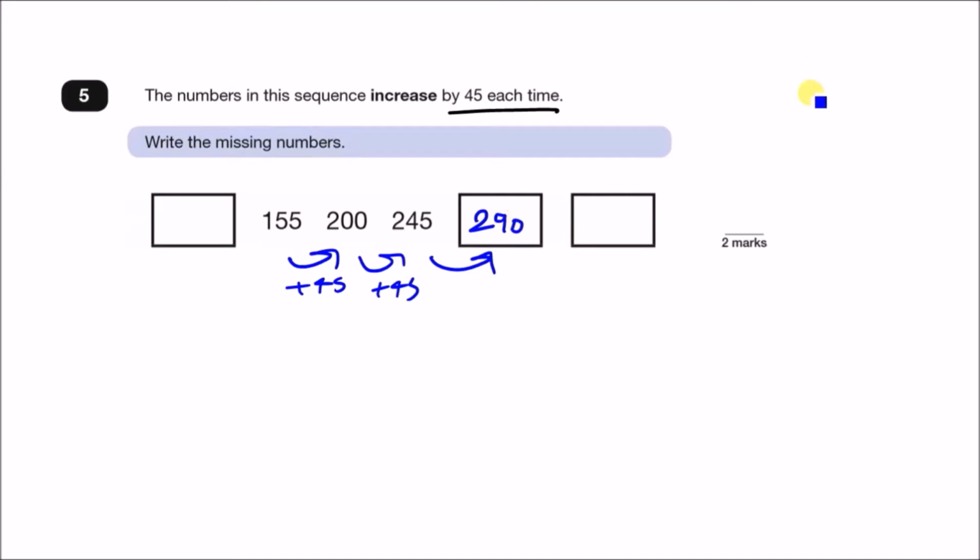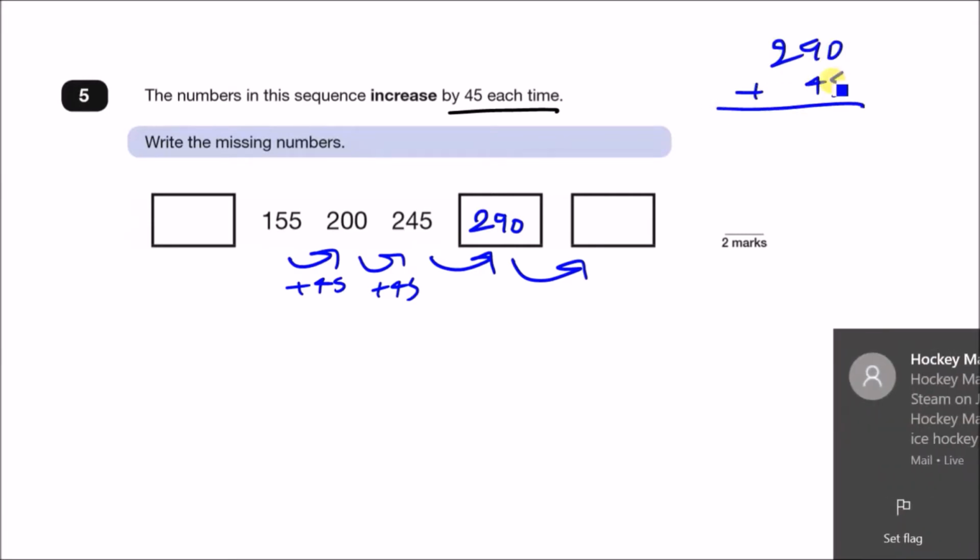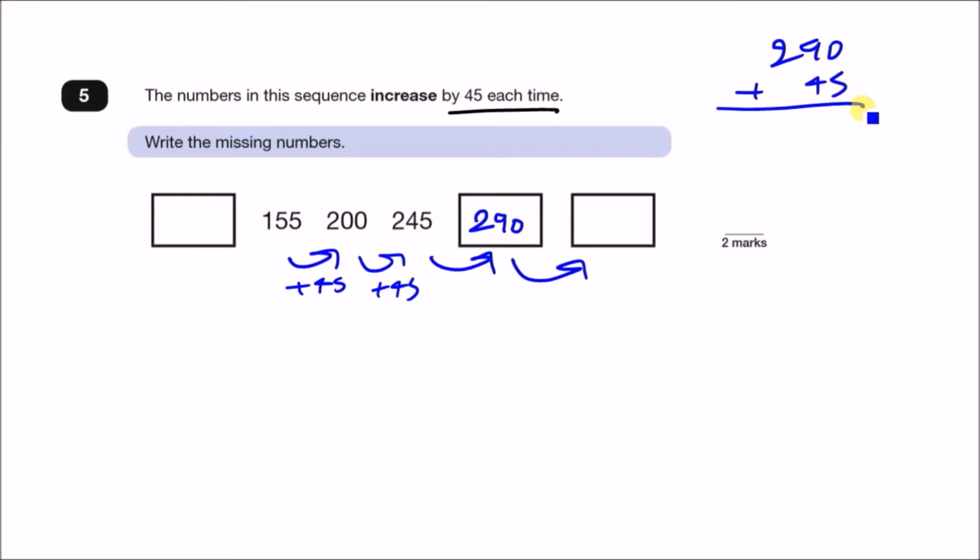And guys, you can use a column method if you're not sure how to work out the number. And again, you add another 45 here. So 290 plus 45, you can do it mentally. 0 plus 5 is 5. 9 plus 4 is 13, so 3 carry the 1. 1 plus 2 is 3, so 335.